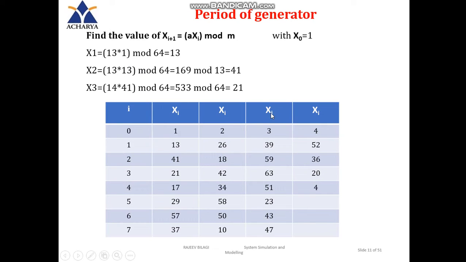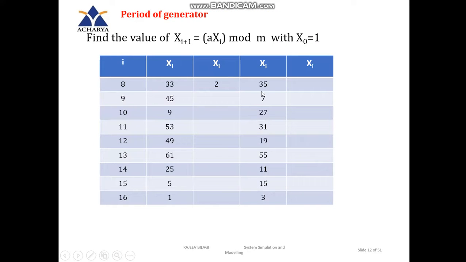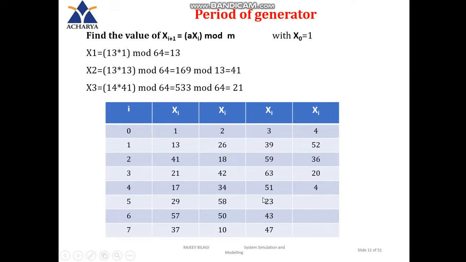Now you take x naught equal to 3. The first value is 3. x1 you will get 39. Next, take 39, 13 into 39 mod 64, you will get 59. Like this, you are going to get the values 63, 51, 23, 43, 47, and so on. The value will be repeated at the 16th place. Now you take x naught equal to 4. So 4, 52, 36, 20 and 4.